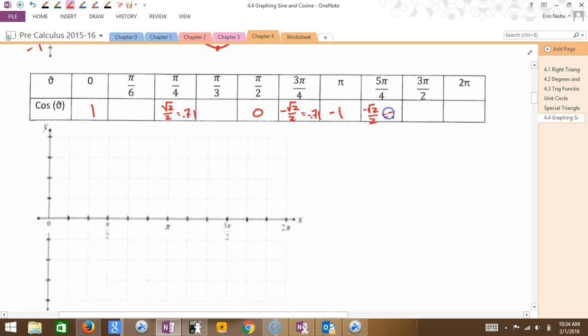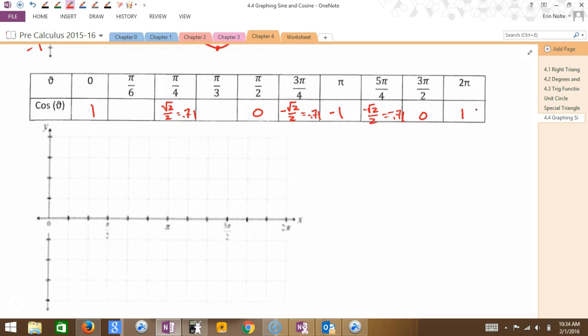Good. And then what about at 3 pi over 2? Back to 0, and then when we go back to 2 pi, which is the same as 0, we get back to 1. Okay, so before I start drawing this, does anybody know what the sine or the cosine function looks like?